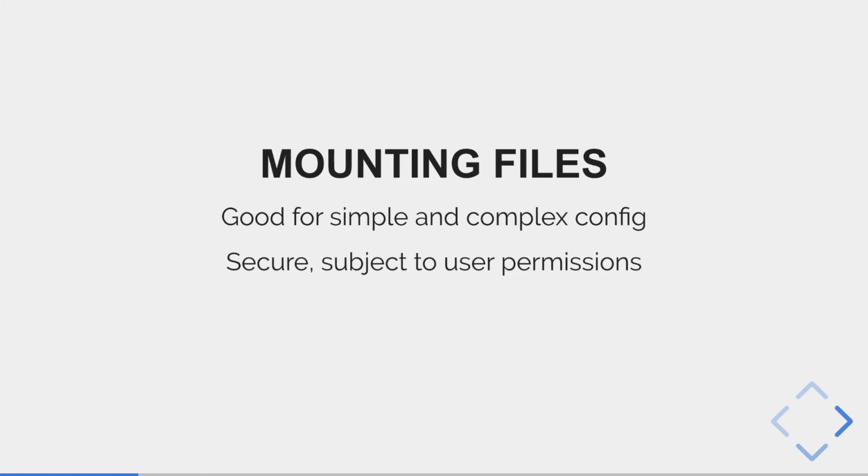So that leaves us with our last option, mounting a config file. It's good for simple and complex config because a small file mounts the same way as a really big file does. It doesn't matter. It's just mounting a file. It's also secure because in a Unix environment, it's subject to user permissions so that you can deny people from reading or writing to it as needed. So it's generally a good thing.